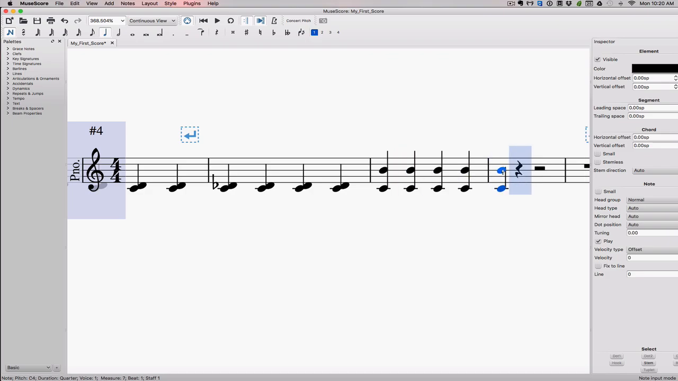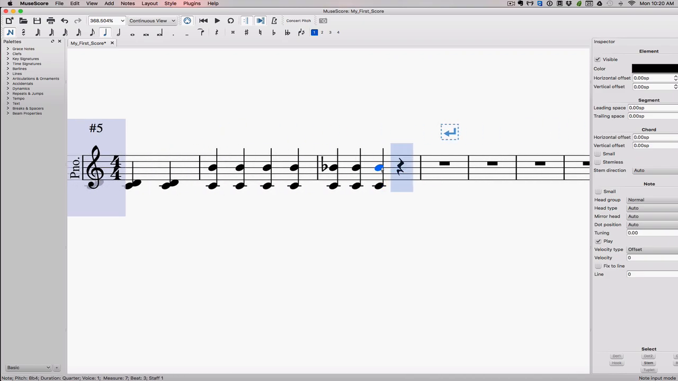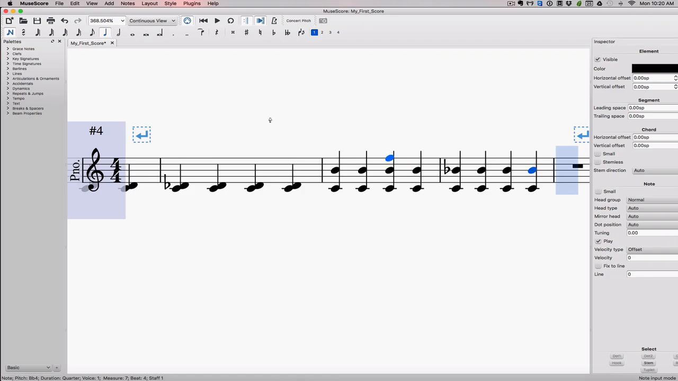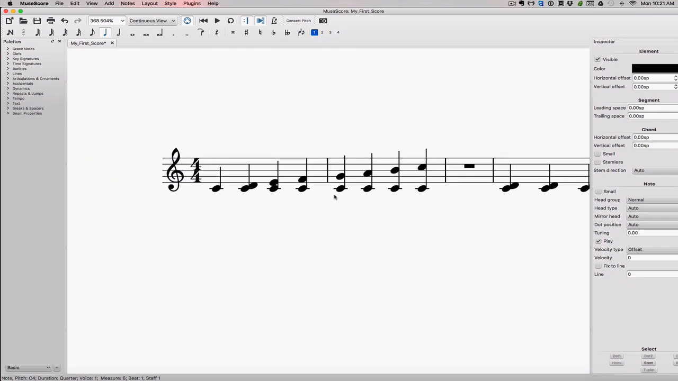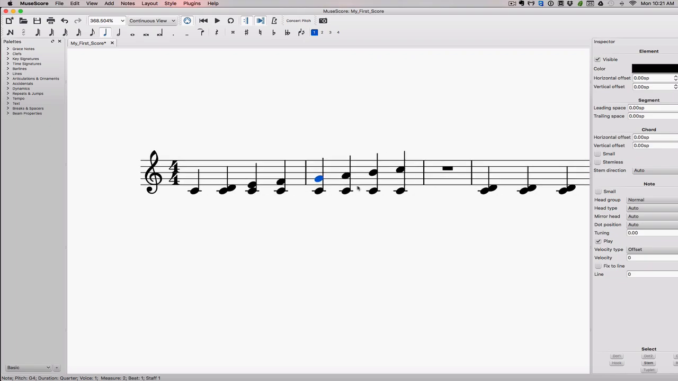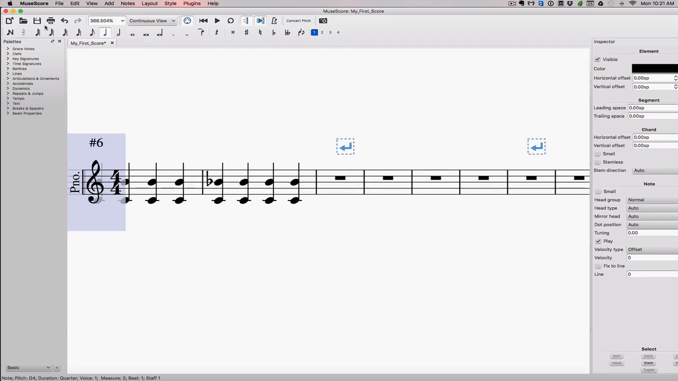And let's do a minor seventh also. Also considered a dissonant interval. Okay, let's hear those. So major seventh, minor seventh. Okay, now also considered dissonant are any augmented or diminished intervals, things like the tritone, right? So remember, the tritone is a diminished fifth.